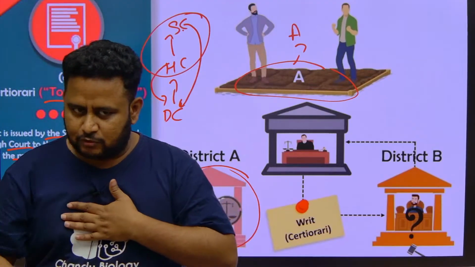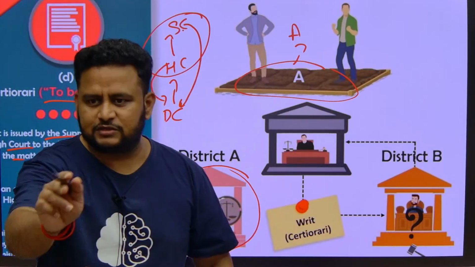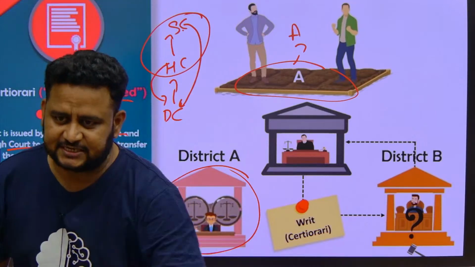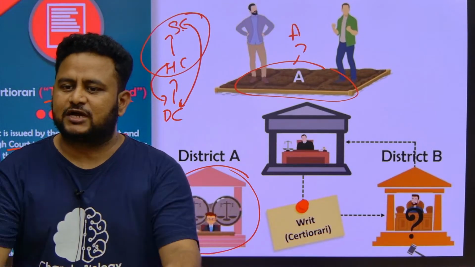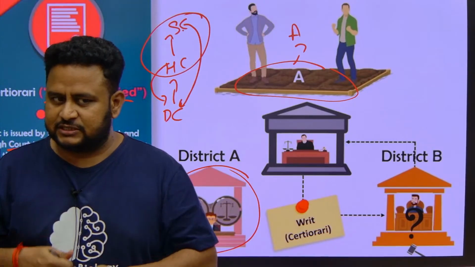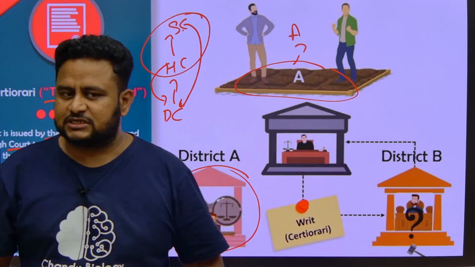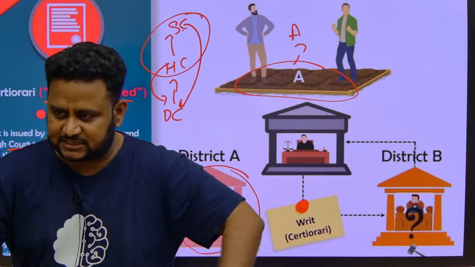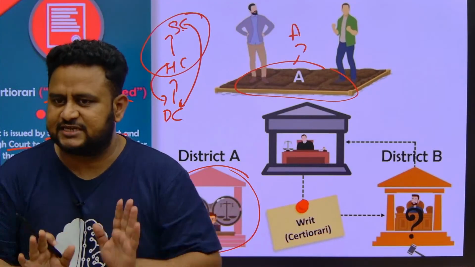Suppose you both have a dispute over the land that is present here. That means you should come to the court that is present in this district. You cannot go to the next district, because this land is present in this district, which means the jurisdiction is here.